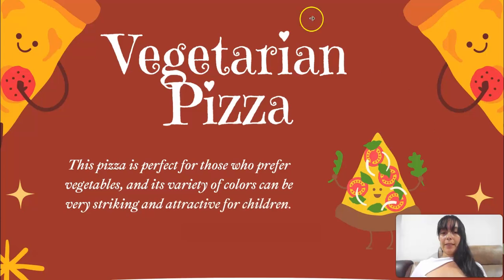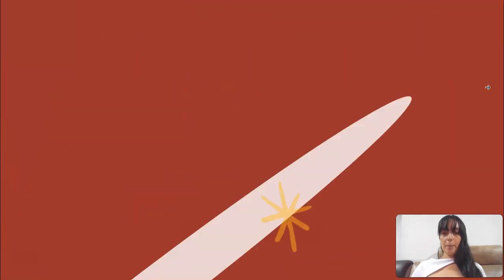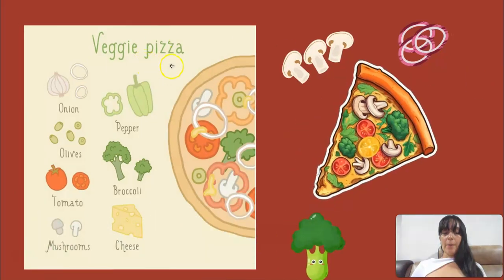Another important pizza is the vegetarian pizza. This pizza is perfect for those who prefer vegetables, and its variety of colors can be very striking and attractive for children. The veggie pizza or vegetarian pizza has, for example, onion, pepper, olives, tomato, broccoli, mushrooms, and cheese.